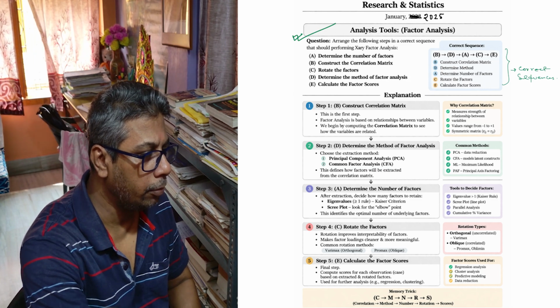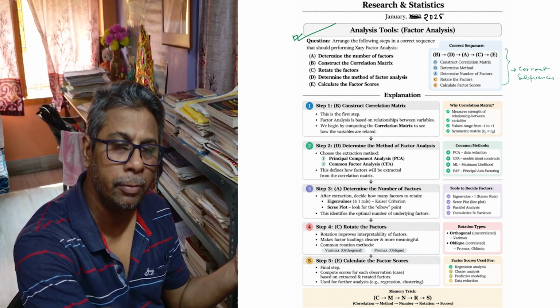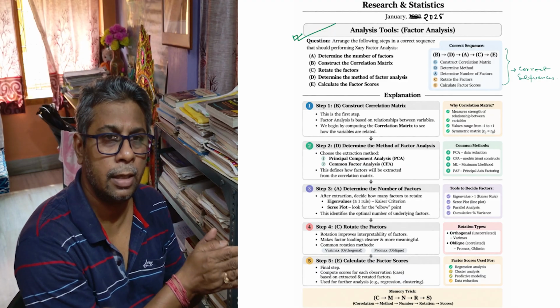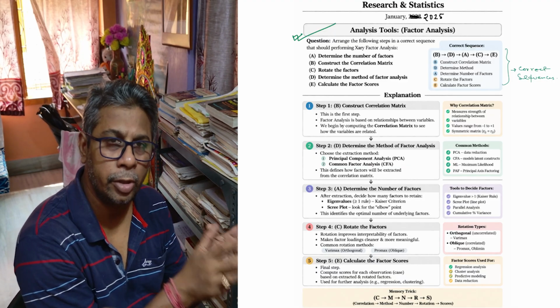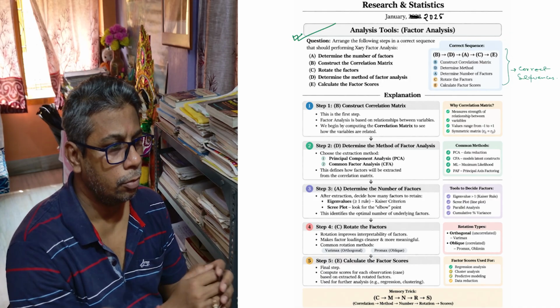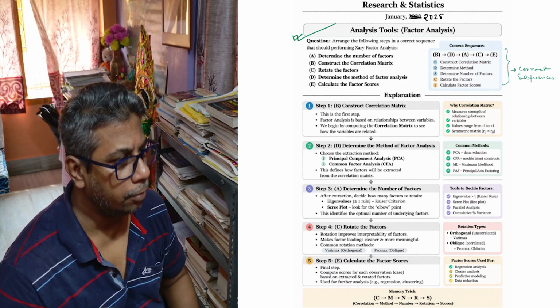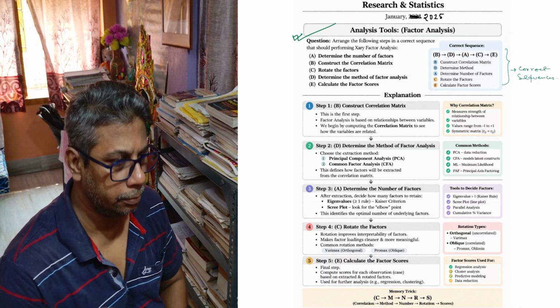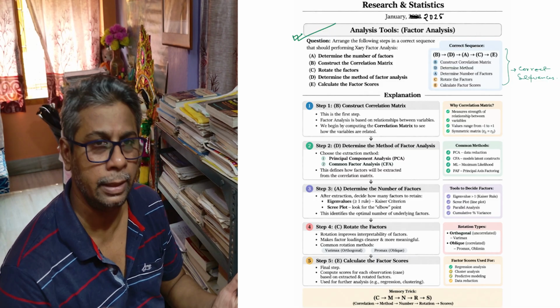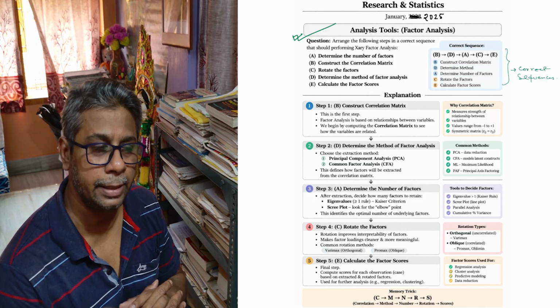Today we are going to learn the important topic of UGC NEET Tourism Paper, Section 9, Research and Statistics, an important area of analysis tools. Today, the important topic we will learn is factor analysis. In my previous class, I discussed discriminant analysis and conjoint analysis. Today, we will learn factor analysis, a very important topic. Each and every year, we get a question from this area.